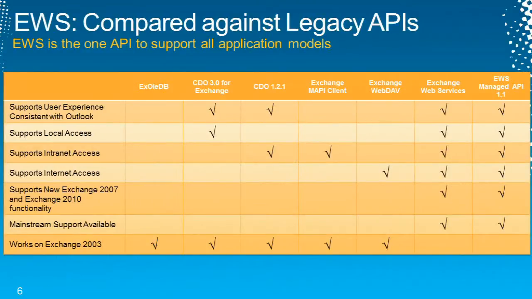Brief chart. Basically every scenario that was supported with any of the previous APIs is supported, and more so, on EWS. The only problem is we don't have support for Exchange 2003. A year ago, 2 years ago, that was a much bigger deal when Exchange 2003 had such significant market share. Today we see the momentum and the migration velocity going to Exchange 2010, so we don't see this as much of an issue anymore.